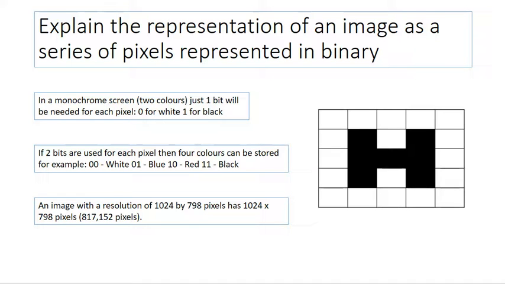Another thing to remember is the resolution of the image. The resolution isn't the resolution of the monitor, it's the resolution of the actual image you've created, and it's measured in pixels. So for example, a resolution of 1024 by 798 pixels has 1024 multiplied by 798 pixels, which I've done the math for you, is 817,152 pixels.